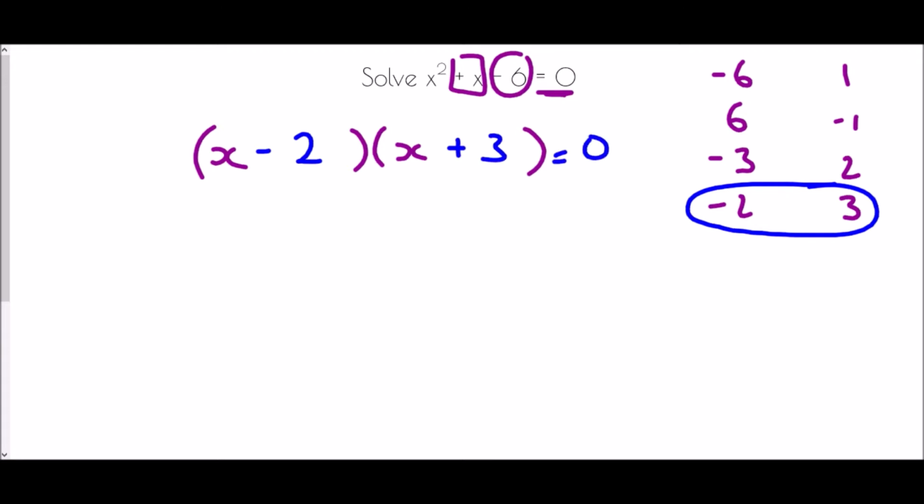So what are the solutions to that? Well, we just go into the bracket. The first one has a negative 2 in it, so the solution is positive 2, and the second bracket has plus 3 in it, and so our solution will be negative 3. So x could either be 2 or negative 3.